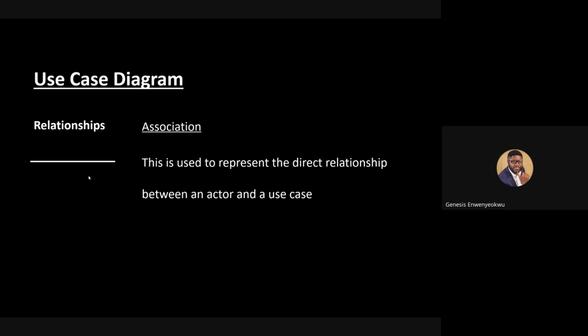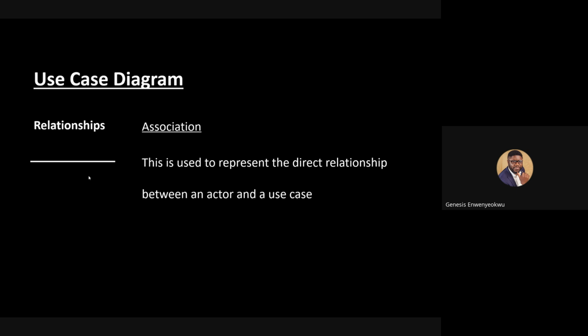Let's start with association. An association is used to represent a direct relationship between an actor and a use case. That is what we use association relationships to represent. A direct relationship between an actor and a use case. We do not use association relationship to represent actor to actor. Neither do we use it to represent use case to use case. Association relationship is solely used for actor to use case relationship.